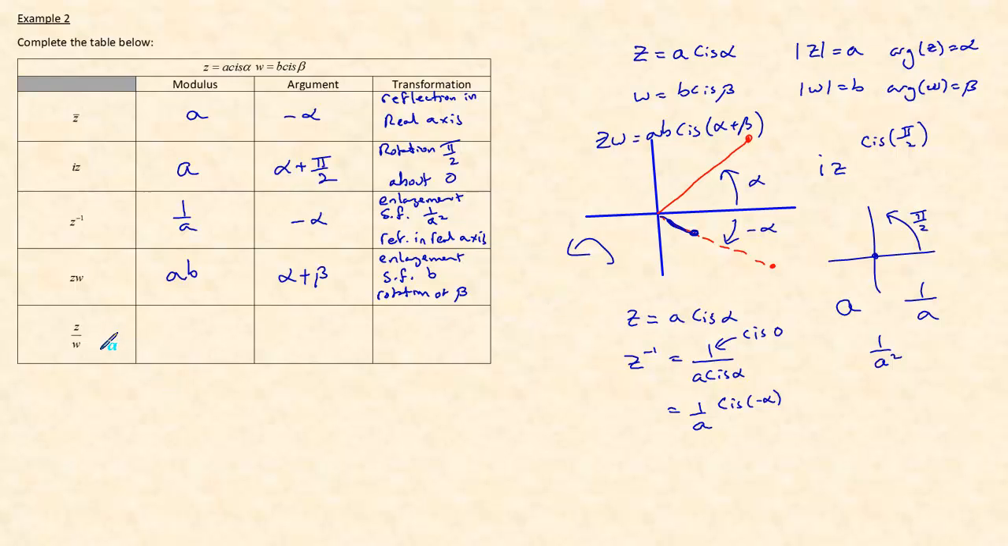Now Z divided by W, we know that this one's going to be A over B, and this one will be alpha minus beta. So that's an enlargement with the scale factor being 1 over B here, and then a rotation of minus beta.